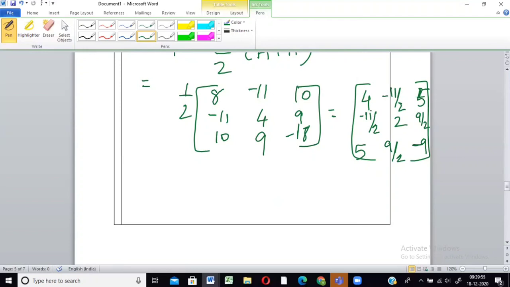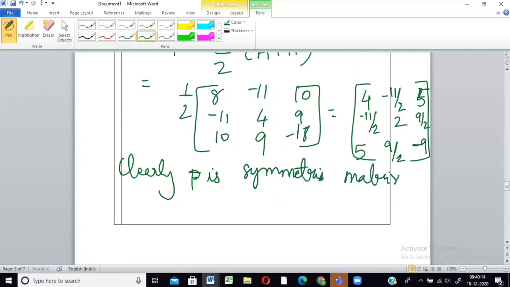Next is minus 11 by 2, 2, 9 by 2. This is also minus 11 by 2, 2, 9 by 2, 5, 9 by 2, minus 9. So we can clearly see that P is a symmetric matrix, right? Yes. So P is a symmetric matrix.